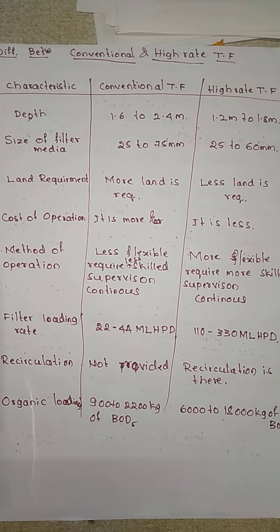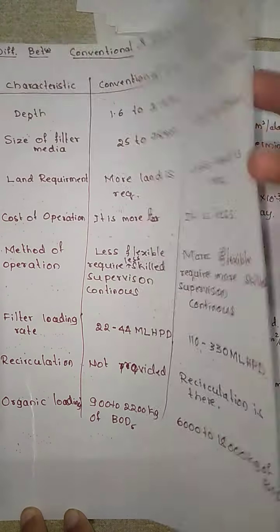Normally, if a greater quantity of filtration is required or more pure wastewater is required, then we will be using the high rate trickling filter. So this is the difference between the conventional and the high rate trickling filter.